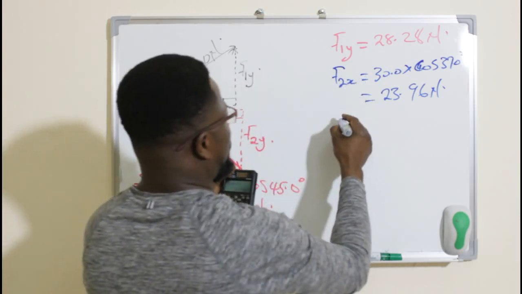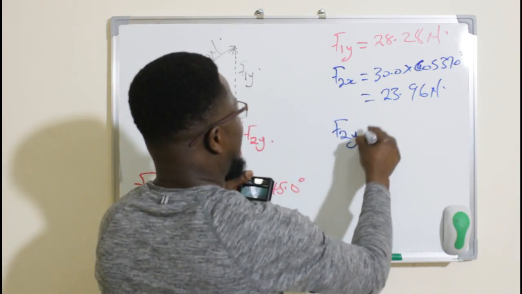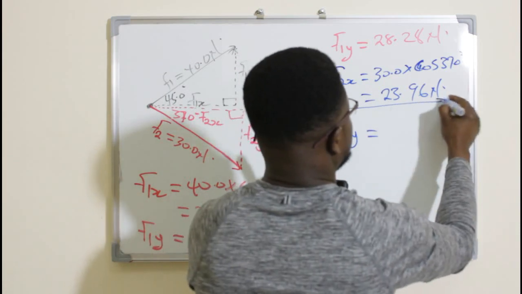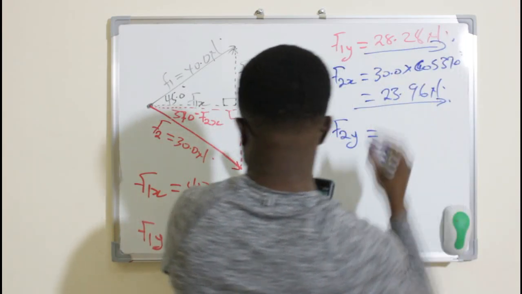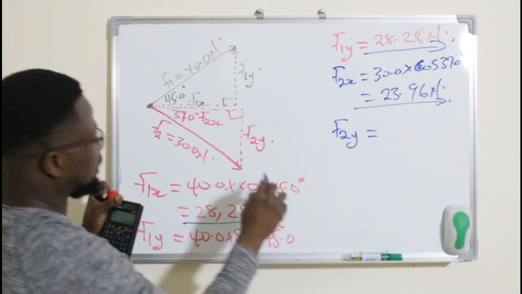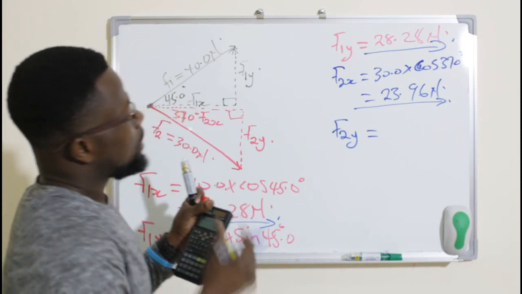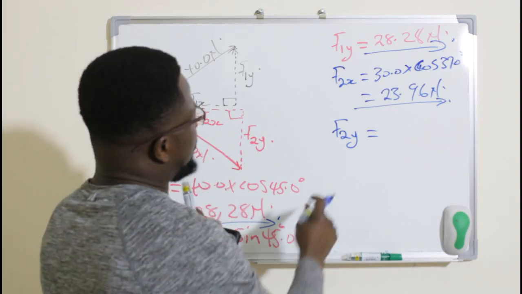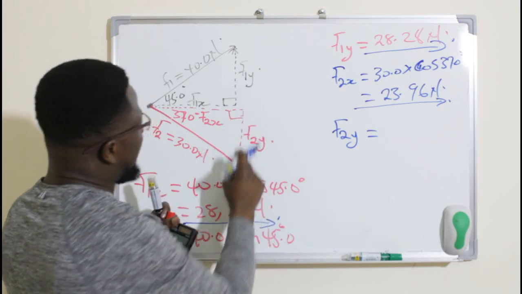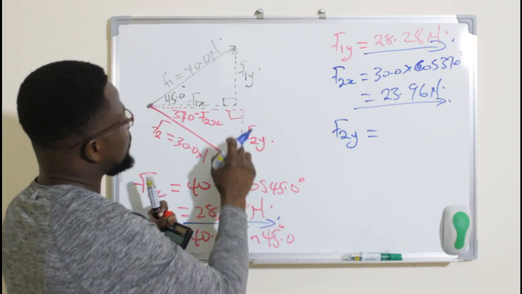So I have gotten also F2x. I need to find F2y. Okay, so we've gotten this, we have gotten this, and we have gotten this. We're left with one more. One more that we are left with is to find F2y. F2y is here. Check this and see.